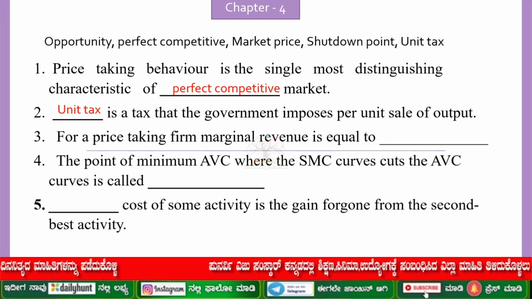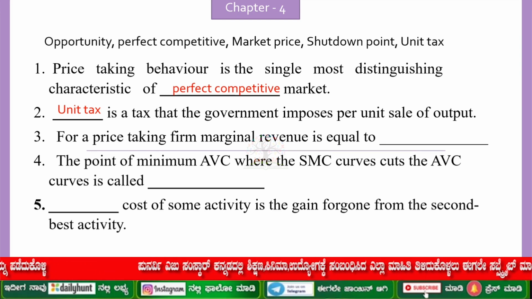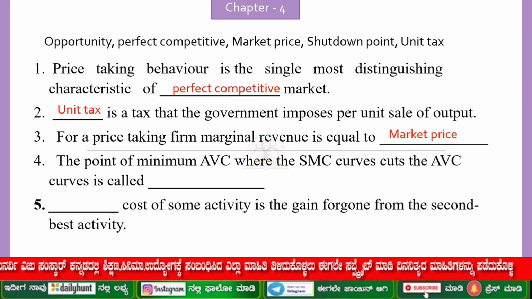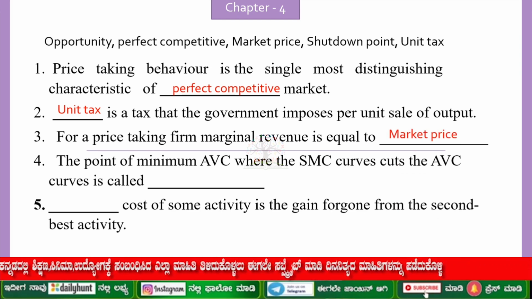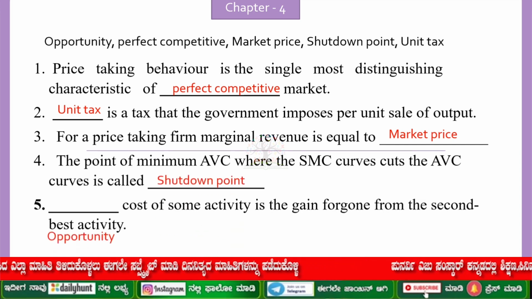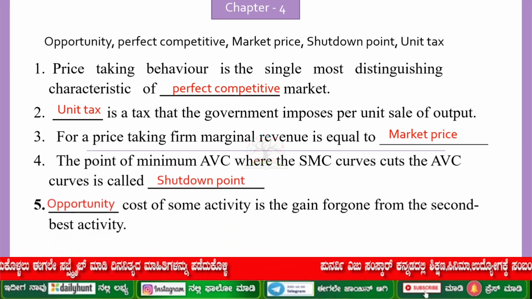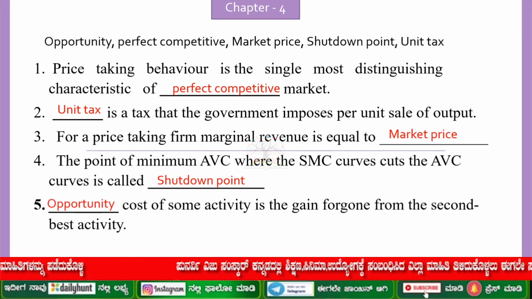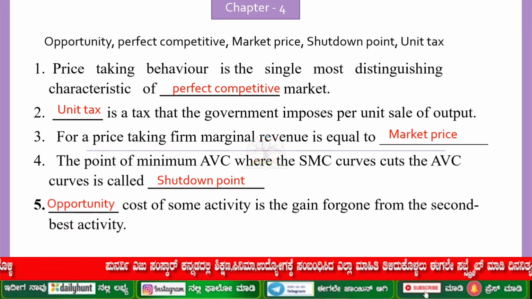For a price taking firm, marginal revenue is equal to market price. The point of minimum AVC, where SMC curve cuts AVC curve, is called shutdown point. Opportunity cost of some activity is the gain foregone from the second best activity.